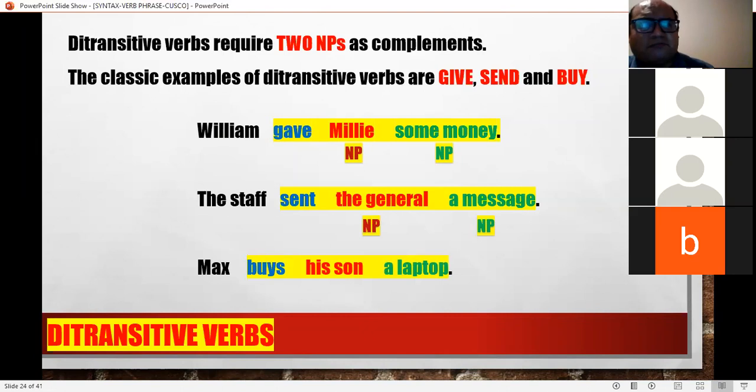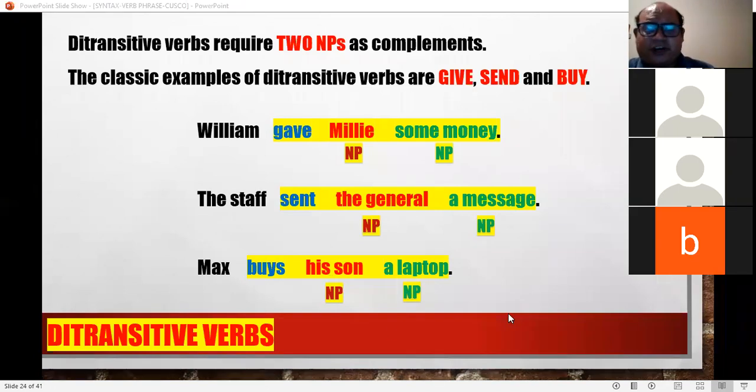Another one. Max buys his son a laptop. His son is one noun phrase. A laptop is a second noun phrase, a second object. Imagine that I take out the second noun phrase, a laptop, and I just stay with Max buys his son. But what? Buys what? So you need a second object, right? Max buys his son a laptop, Max buys his son a computer, Max buys his son a notebook. So notice that these verbs, give, send, and buy, need two objects to have a complete meaning, a complete sense, right? You have two noun phrases, yeah? Don't forget about it. Two noun phrases.